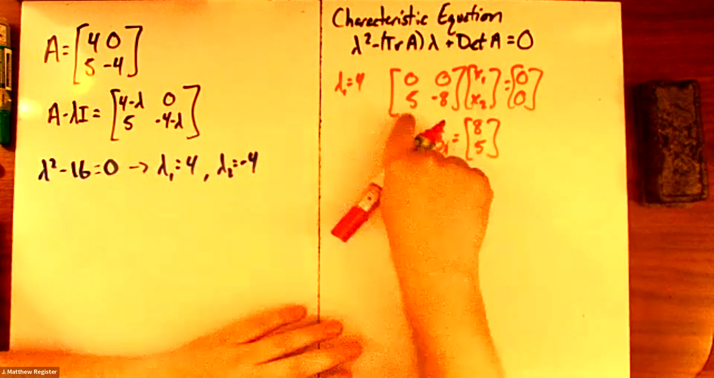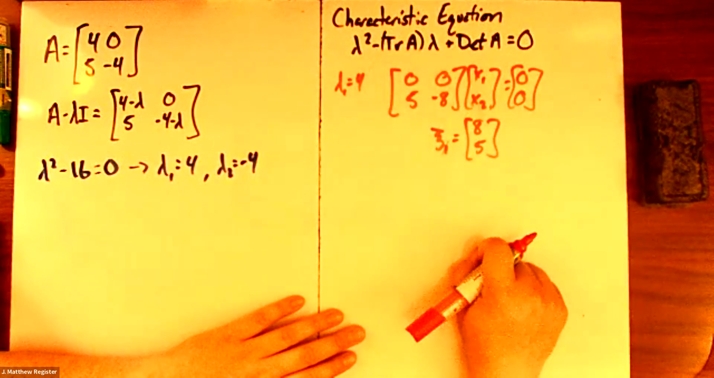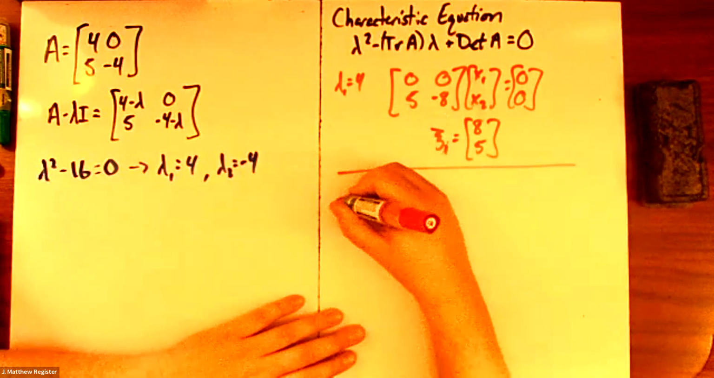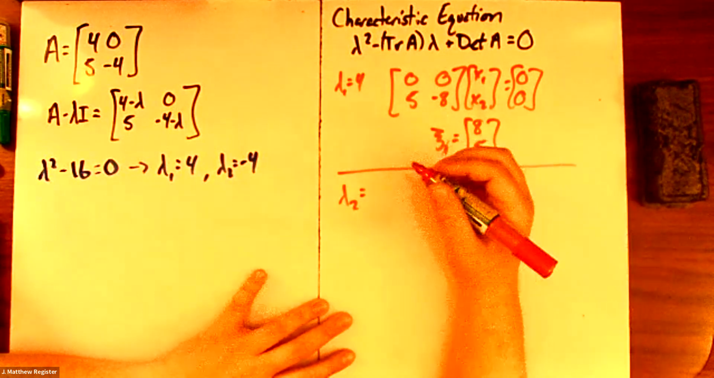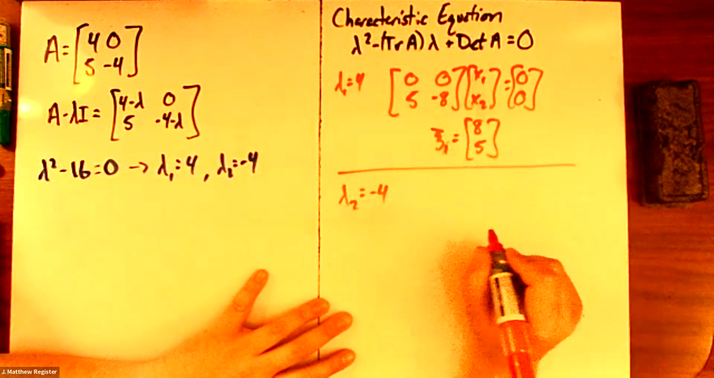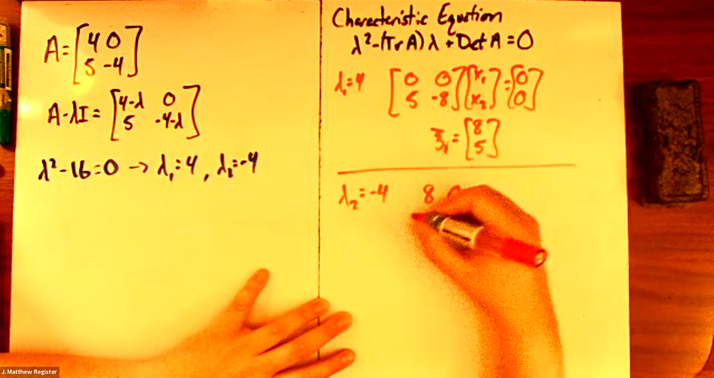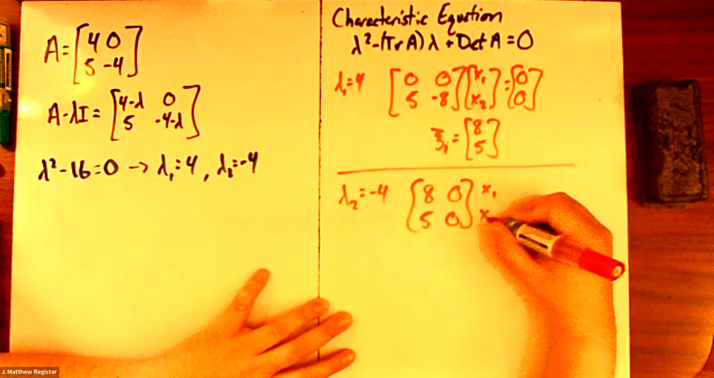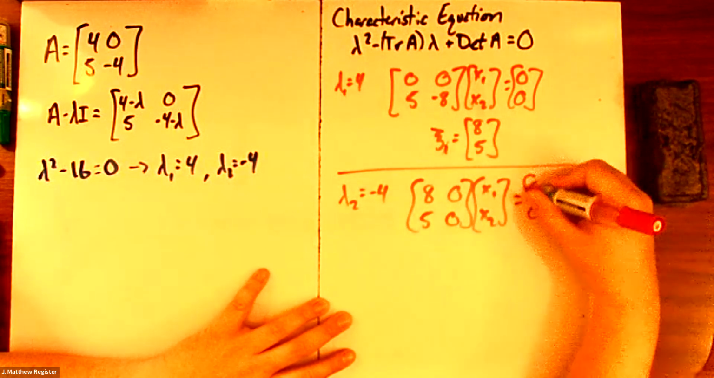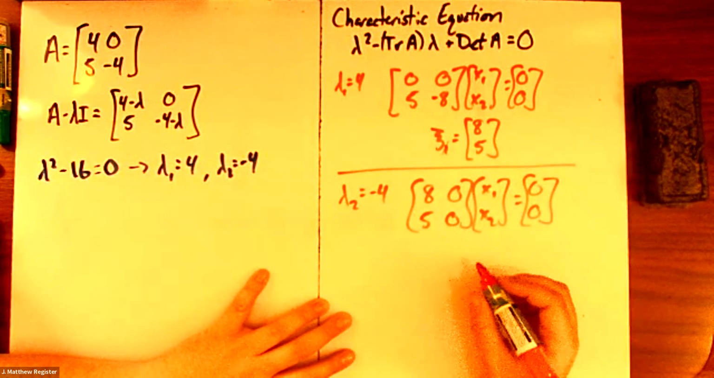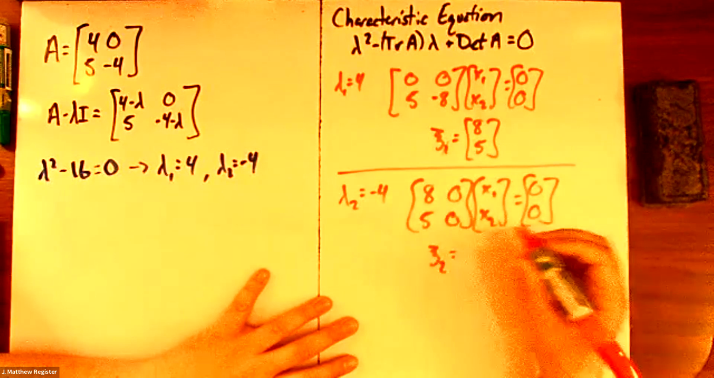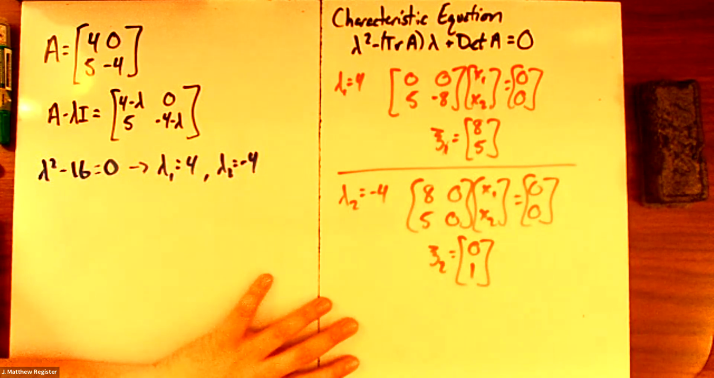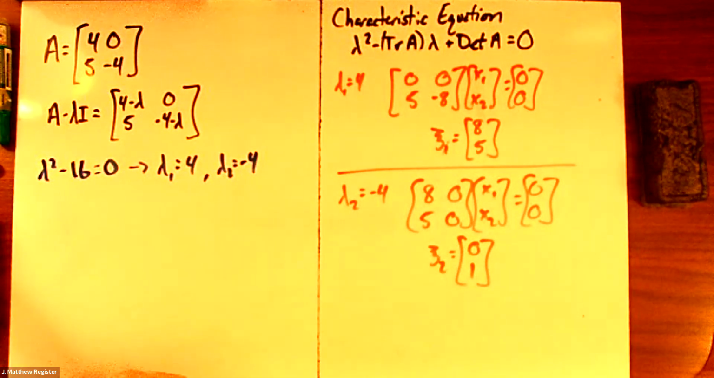Remember, this vector needs to work for both. It's guaranteed to work on the top because no matter what you plug into the top, you're getting 0. And in the bottom, you get 40 minus 40. For eigenvector 2, which is -4, well, now we're going to get 8, 0, 5, 0. And so that tells us that our eigenvector is going to be 0, 1. Because 0 times the first row plus 1 times the second row is definitely going to do it for us.